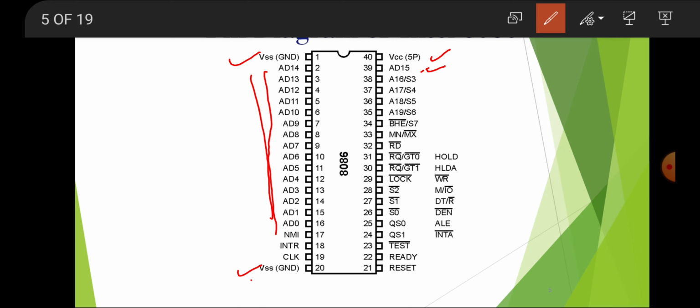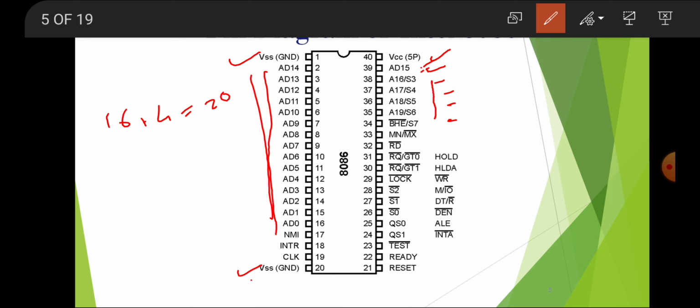Okay, now you can see here there are more: A16, A17, A18, A19. So now you tell me how much is the address bus? Yes, 20 bits. So how exactly does this 20 bits come about? From AD0 to AD15, that is 16, plus A16, A17, A18 and A19, plus 4, that is a total of 20 bits of address bus.